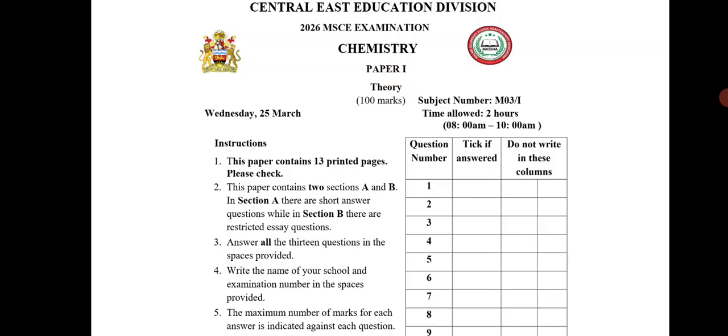Since we are simply continuing with what we already had begun, without wasting your time, let's look at question number 3D. Mention an alloy that is used for making surgical instruments. This is a 1-mark question, requiring you to simply state an alloy that is used for making surgical instruments.